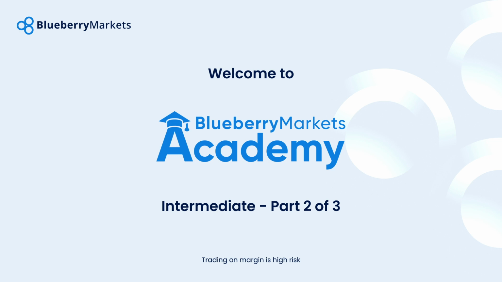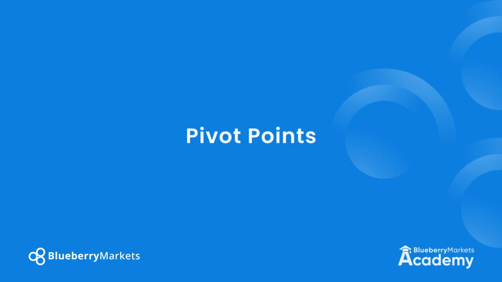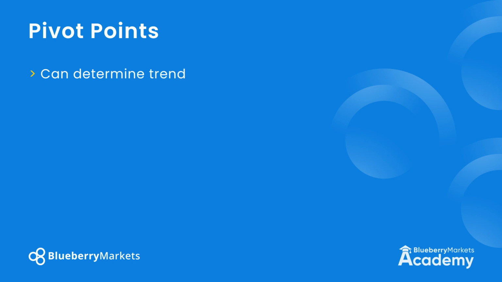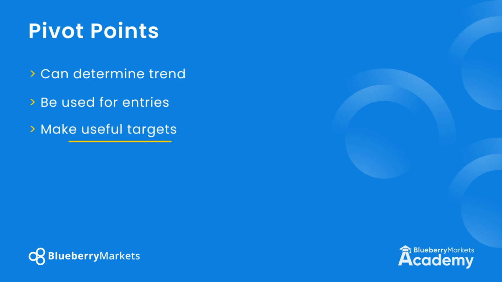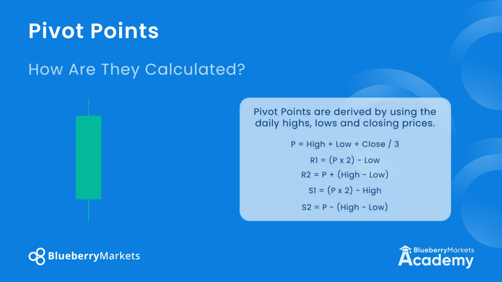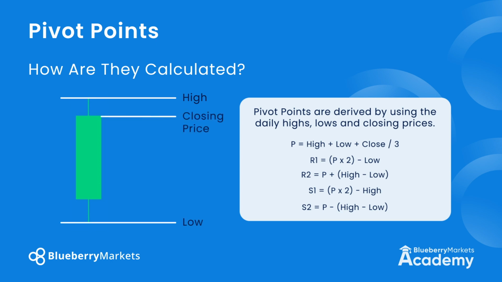In this video, we'll discuss pivot points, what is a breakout and what is a fake out in the markets. Pivot points are technical analysis indicators used to determine the overall trend of a market and can be used for entries and finding targets. Pivot points are derived by using the high, low and closing prices from a previous trading period. The primary or central pivot point is an average of these three values. Once the main pivot point is calculated, you can determine the subsequent support and resistance levels.